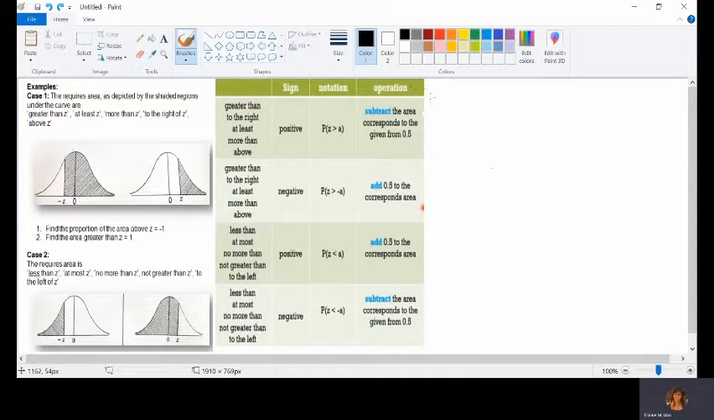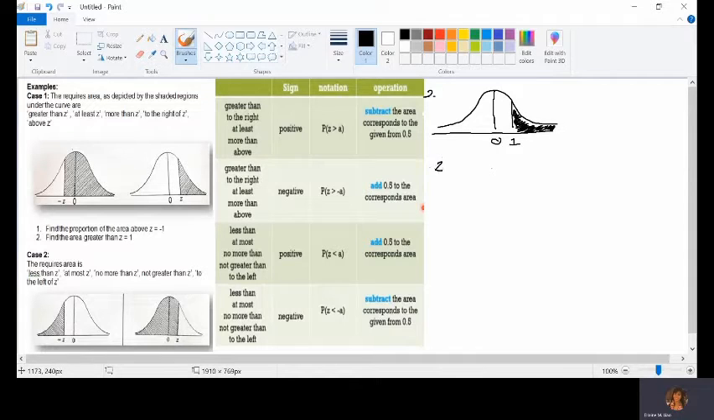So to answer that, let's first draw the normal curve. Okay, so this is your normal curve. And we're going to locate the Z value. So your Z value is equal to 1. And it says the area that is greater than Z equal to 1, which means we're going to find this area. This is your shaded region.